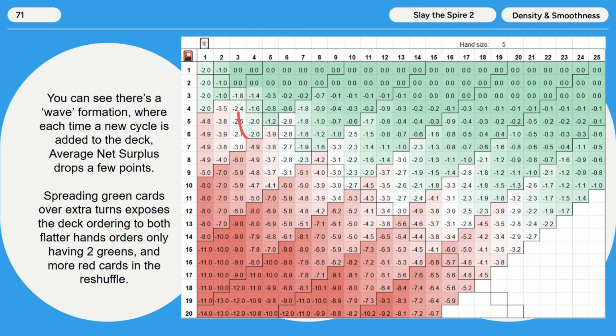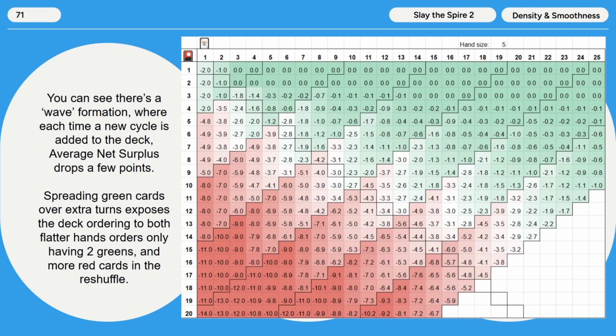And you can also see with this wave formation that this is every time you would reshuffle your deck. So these diagonals here are going from 5 cards to 11 cards, and then 20 cards to 21 cards, and then 25 cards to 26 cards. So this is every time you would have a reshuffle of the next hand. Spreading your green cards out over the extra turn of hands does expose the deck ordering to both flatter hands and only having 2 greens over hands earlier in the ordering, and also exposes you to having more red cards in the reshuffle as well.